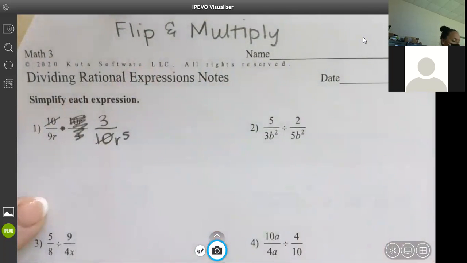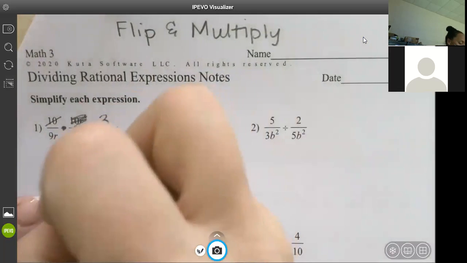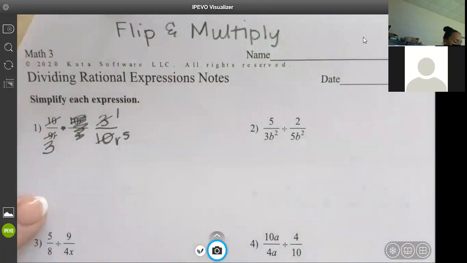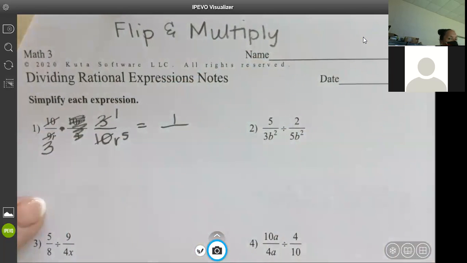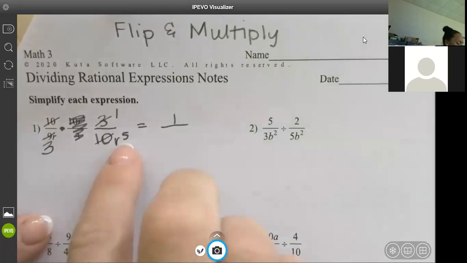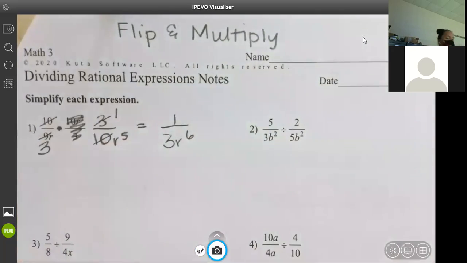What else can I reduce? Nope, they're both on the bottom. So I need something on the top and the bottom that I can reduce. There's one more thing. The 9 and the 3. They're both divisible by 3. So then across the top, I marked everything out, so that leaves a 1 on top. On the bottom, I have 3 and r right here, and 5 more r's. So that makes a total of 6 r's.